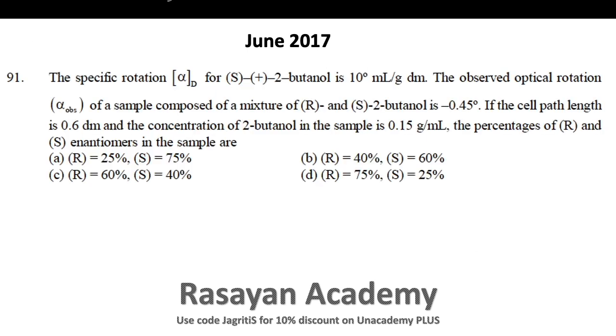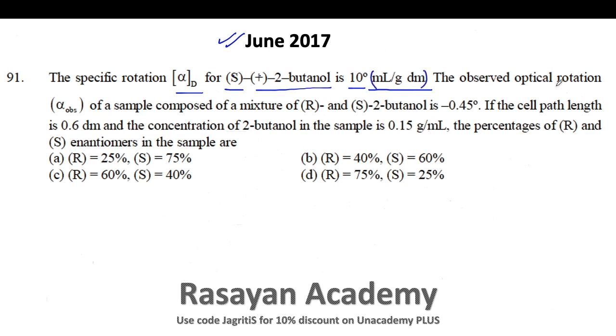Moving onward, next question, very nice. June 2017 CSIR NET paper. The question is asking you the specific rotation alpha D for the S plus 2-butanol. See, here the S is plus, so you cannot say S is minus, right? Not theoretical. So, specific rotation alpha D for the S plus 2-butanol is 10 degrees milliliter per gram decimeter. Right, now you confirm this is specific rotation by such a big unit.